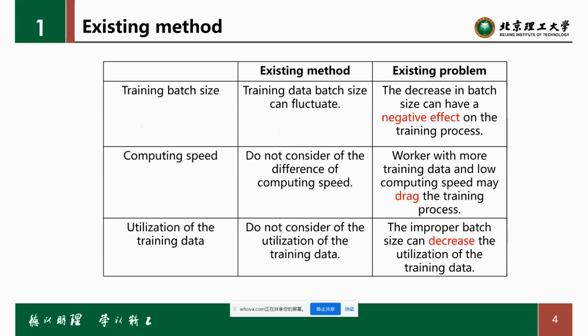Federated learning studies implicitly assume that the training data is collected offline, and each worker uses the local data for its training. However, in the real world, the data on user devices can be generated in a real-time manner, and the existing methods have some problems tackling these issues. Firstly, the training data batch size can fluctuate. It means there can be a decrease in batch size, and the decrease of batch size can hurt the training process. Secondly, the existing methods do not consider the heterogeneous computing speed of the workers. It can result in low utilization of the computing resource. Thirdly, there isn't a consideration of the utilization of the training data, but an improper batch size can decrease the utilization of the data.